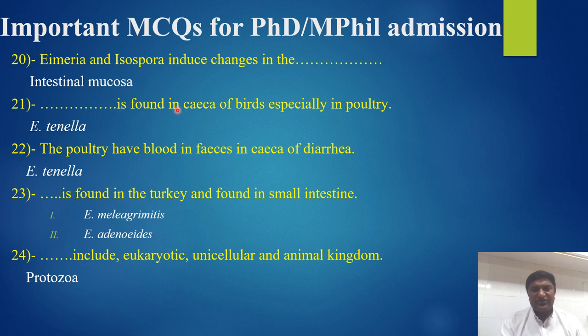Eimeria tenella is found in the ceca of birds, especially poultry. Poultry with blood in feces and cecal diarrhea have Eimeria tenella. Dash is found in turkeys, in the small intestine: Eimeria meleagrimitis, Eimeria adenoeides. Dash includes eukaryotes, unicellular animals of the animal kingdom, that is Protozoa.